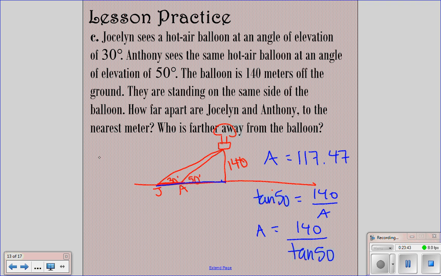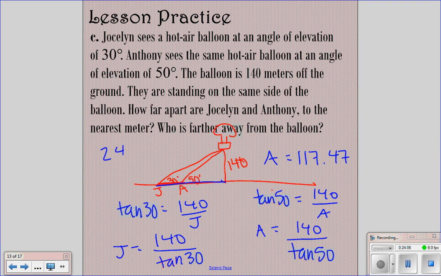And then if you do the same thing for Jocelyn, tangent of 30 is 140 over J, and you solve for J, you're going to have 140 over the tangent of 30. And so you should get 242.49. And so then, to figure out how far apart they are, you subtract those two. And you end up getting 125 rounded to the nearest meter.